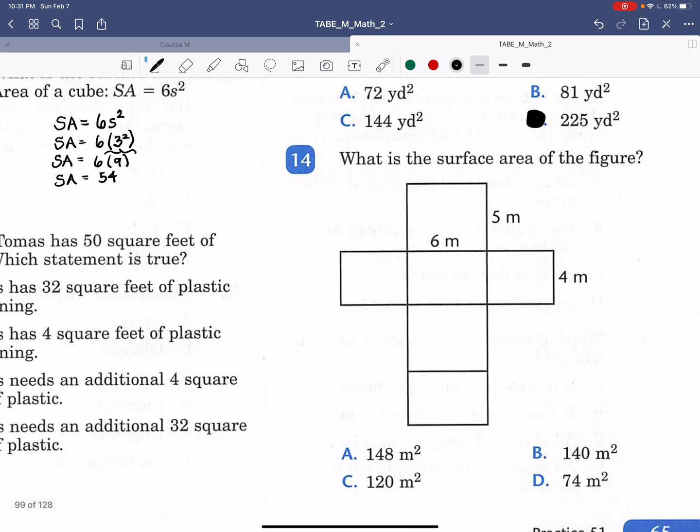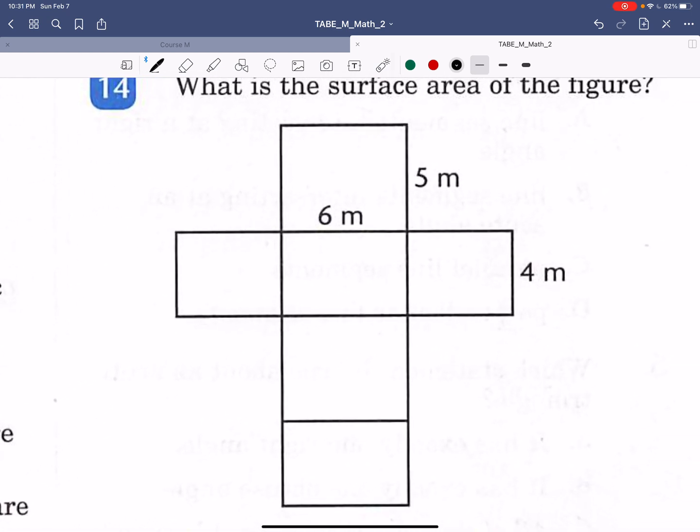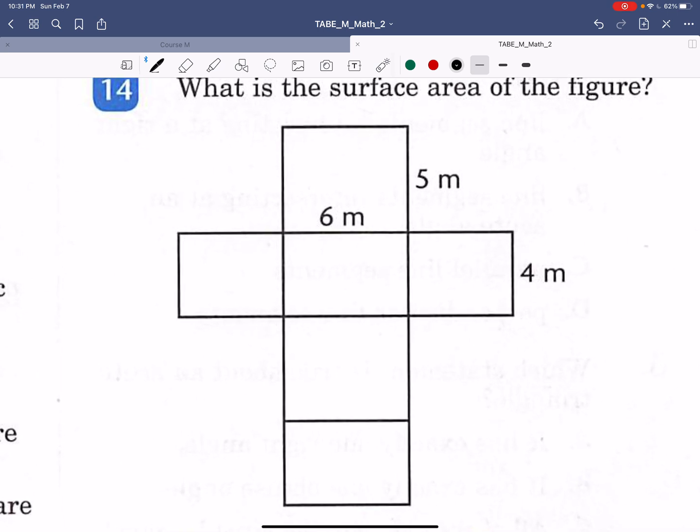And last but not least, what is the surface area of this figure? Okay, let me color this one for you. I have the top of this box and the bottom of the box would have to be congruent. Those would be the left and right sides of the box. Here's the top and the bottom. They would have to be congruent. This would be the bottom of the box, and then this would be the top when you folded it up.